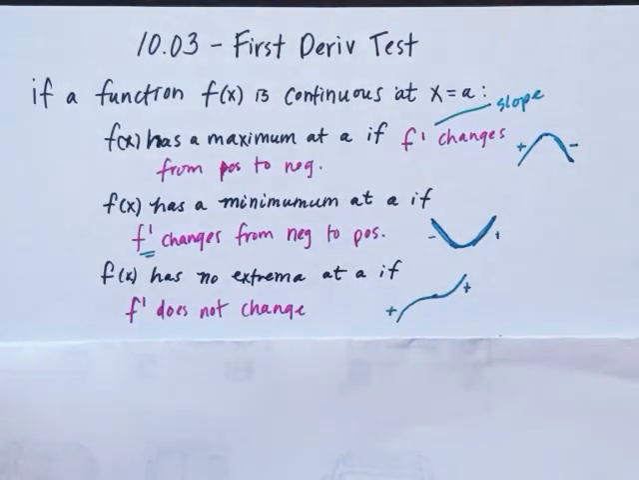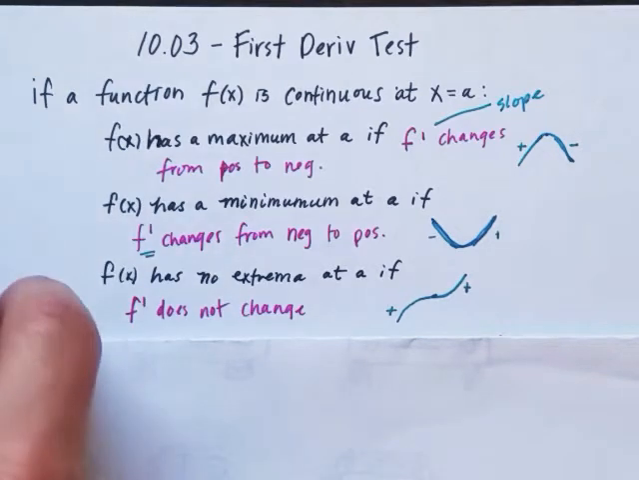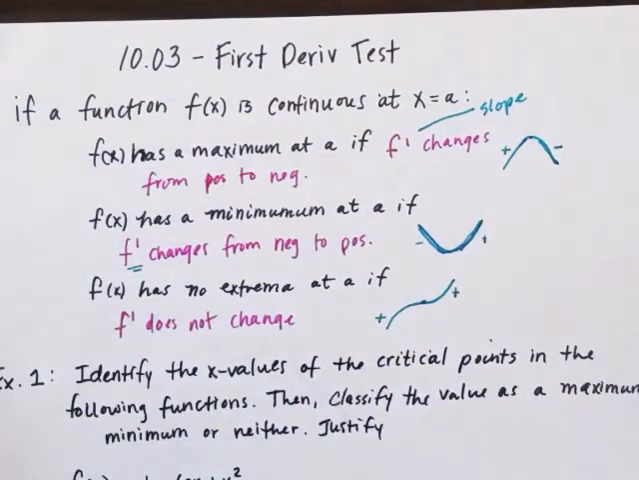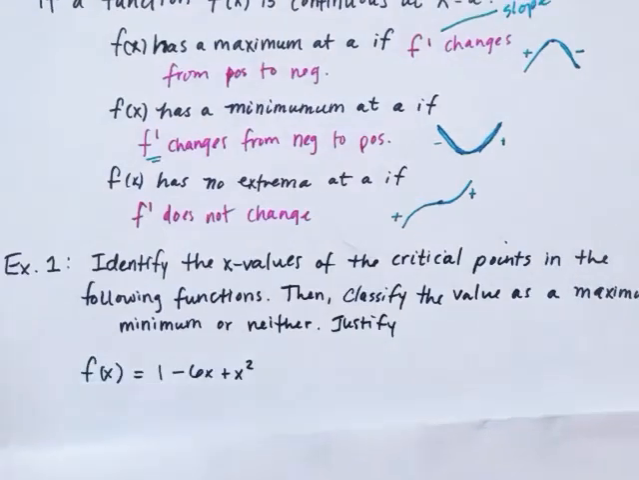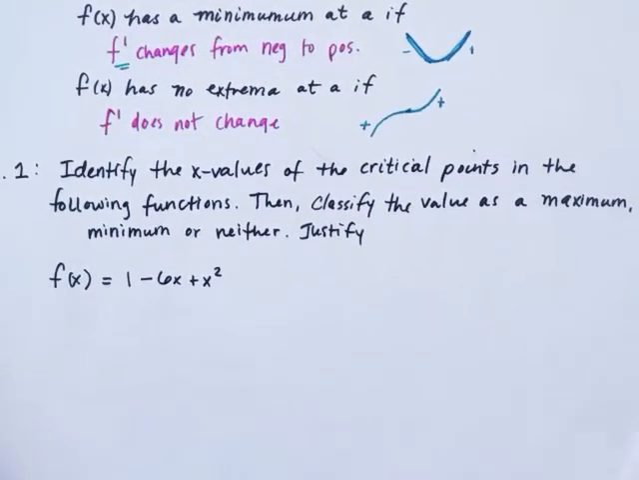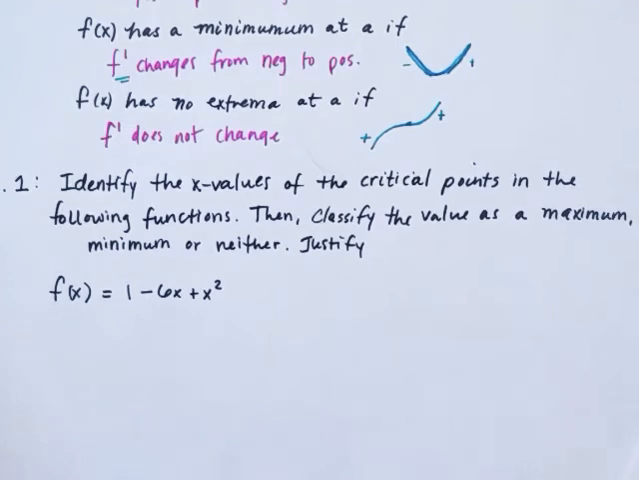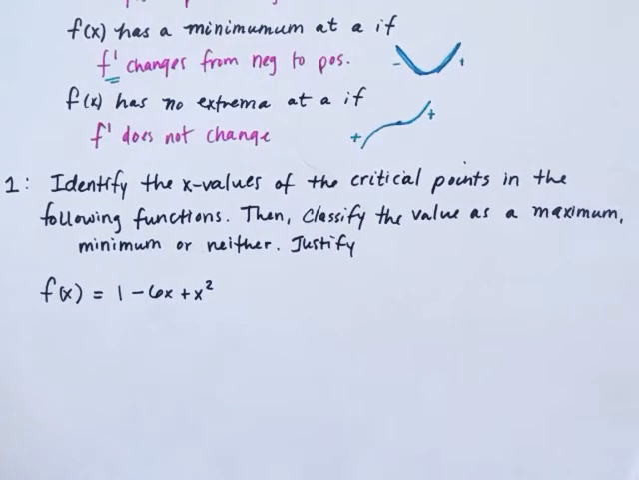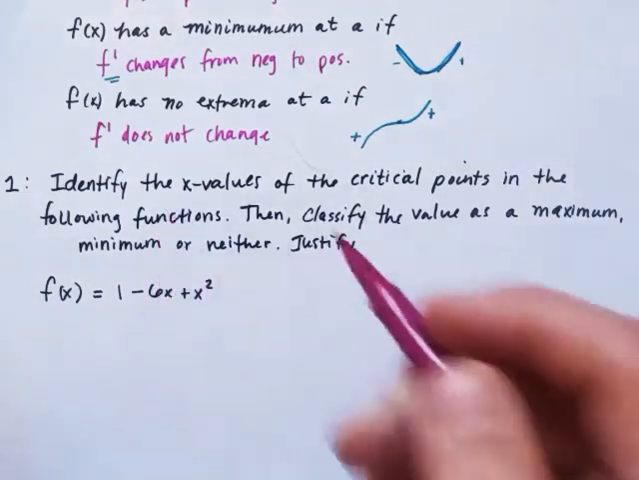So let's look at some examples, and let's actually do the first derivative test with those examples and figure out if they have maximums and minimums. So for each of the next two examples, here's what we are going to have to do. We are going to identify the x values of the critical points in the following functions, then classify the value as a maximum, minimum, or neither. Okay, so we are going to be identifying just the x values.